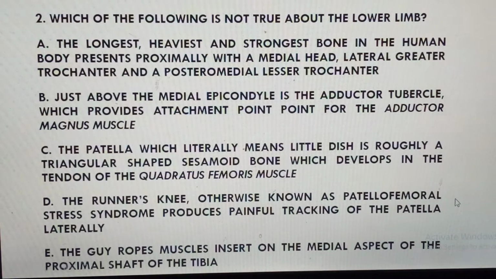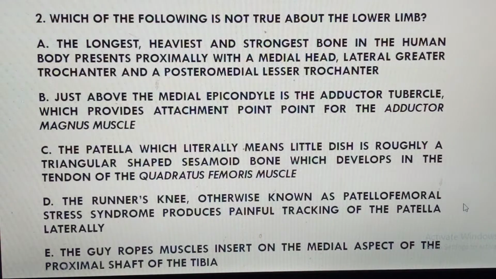Option D says the runner's knee, otherwise known as patellofemoral stress syndrome, produces painful tracking of the patella laterally. Yes, this is a very true statement. It always causes it to move laterally, okay, and it's quite painful in there.